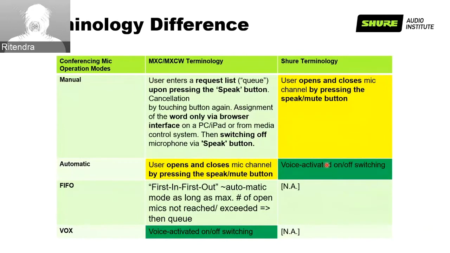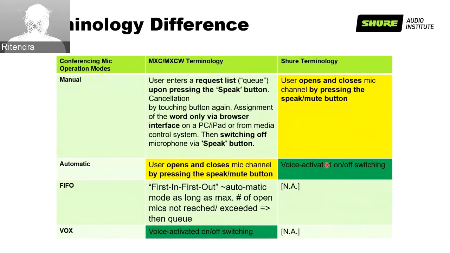So as said, conferencing system is having 4 different modes: manual, automatic, FIFO, and Vox. But a standard AV conferencing application like VC and all has a different way of working. So there is a difference. So we're going to talk about this. So in this slide, you see MXC MXCW terminology. That is basically the terminology what we use for conferencing world, and Shure terminology is basically the terminology what we use for AV conferencing, video conferencing kind of application.